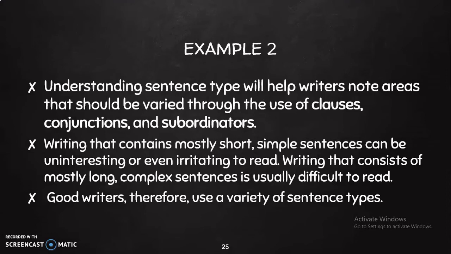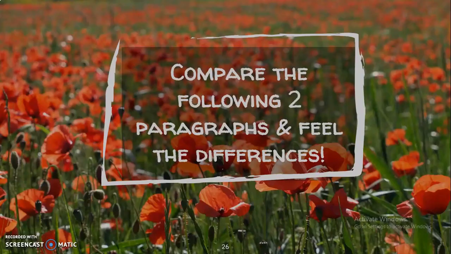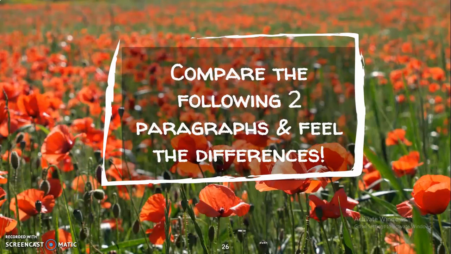So understanding sentence type will help writers note areas that should be varied through the use of clauses, conjunctions, and subordinators. Writing that contains mostly short, simple sentences can be uninteresting or even irritating to read. Writing that consists of mostly long, complex sentences is usually difficult to read, as I've said earlier. So good writers use a variety of sentence types. Let me show you how structural sentences can be used in different ways. Just compare the following 2 paragraphs and you will feel the difference yourself.